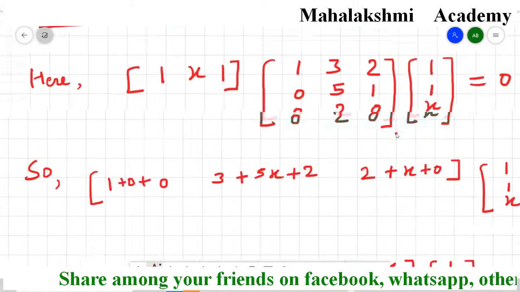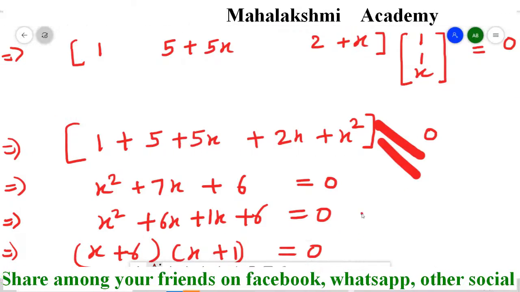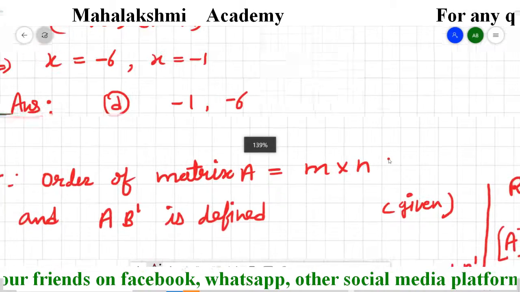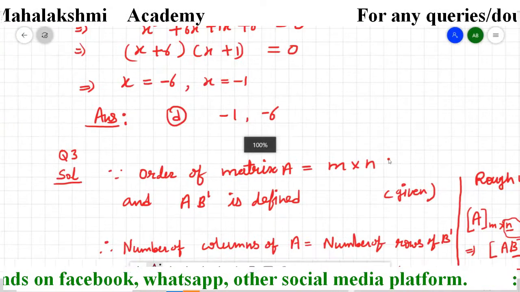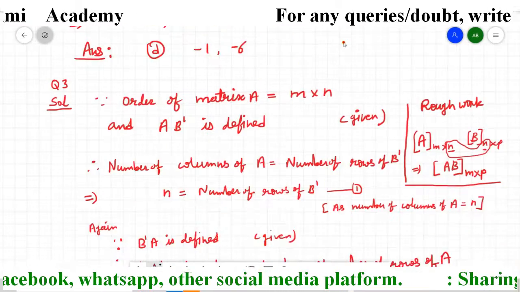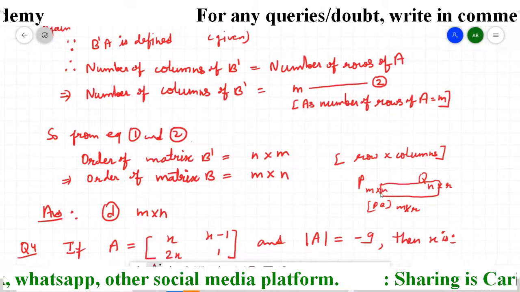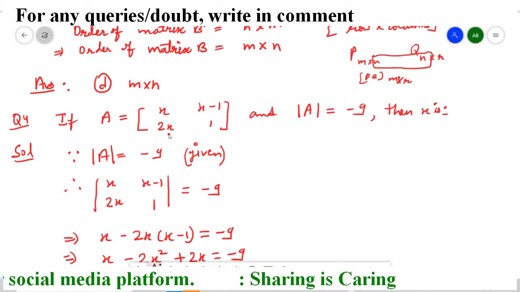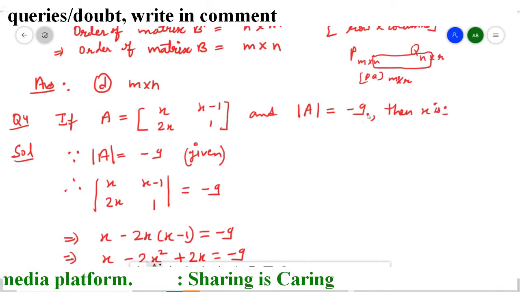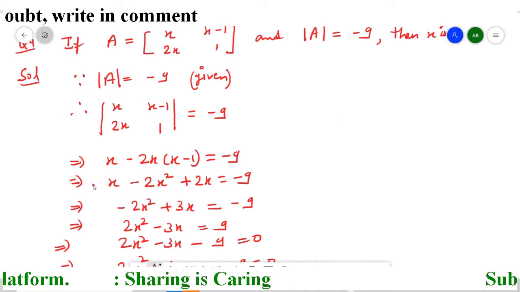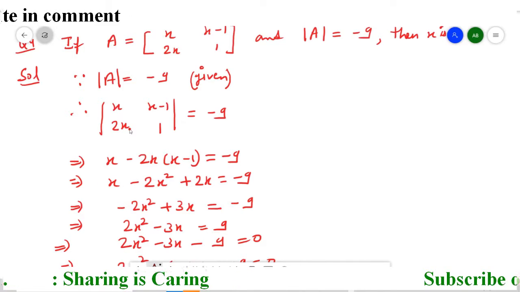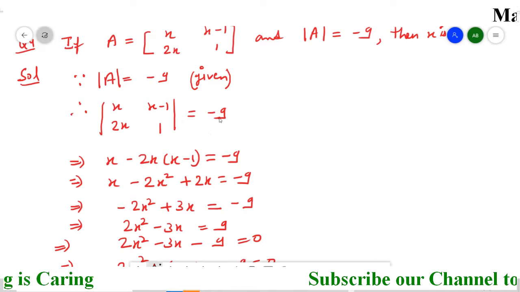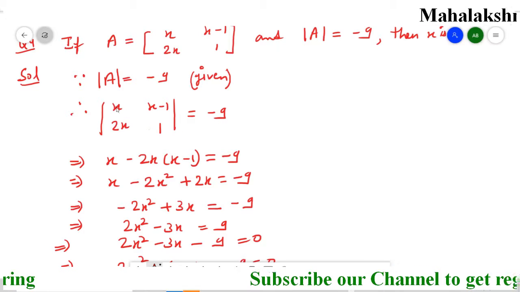So we'll see the solution. Matrix A is given to us and the determinant is -9. So now this question is very simple. We only have to find the determinant of A, and that is given to us as -9. So just multiply them, cross-multiply.